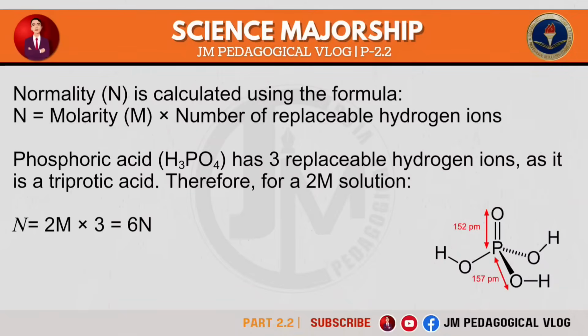Normality is calculated using the formula N equals molarity times the number of replaceable hydrogen ions, or equivalents. Phosphoric acid, H3PO4, has 3 replaceable hydrogen ions, as it is a triprotic acid. Therefore, for a 2M solution, normality is 2M times 3 equals 6N.